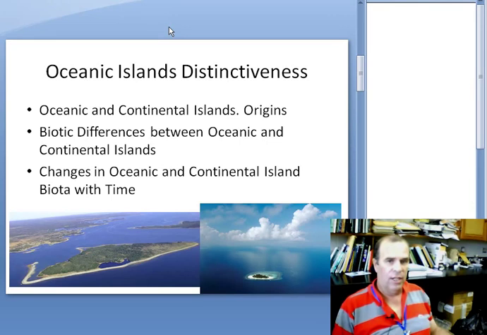So during this lecture, I want to take a look at oceanic and continental islands, and basically looking at the biotic differences between oceanic and continental islands and why there are biotic differences between the two. And we'll take a look at some of the differences between the two, some of the origins, some of the reasons for it, mainly by looking at the history of these different types of islands and how that history impacts on the different biotas which exist.